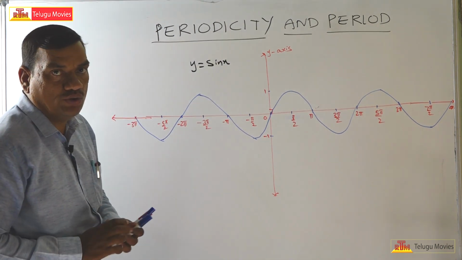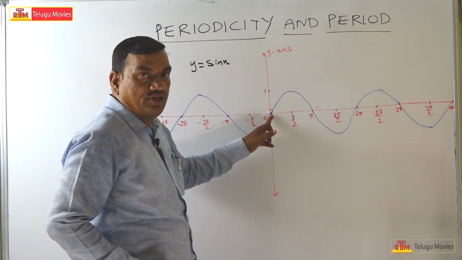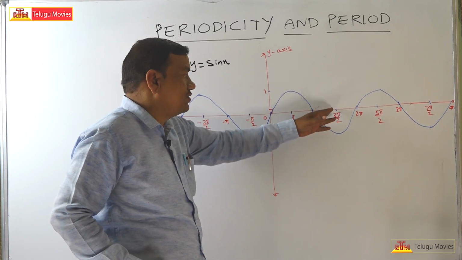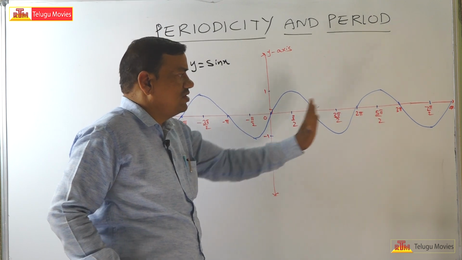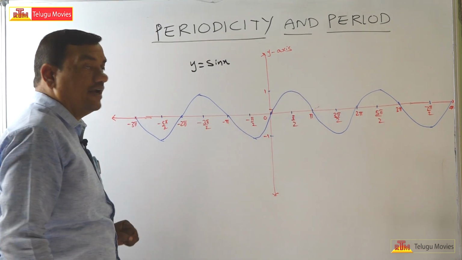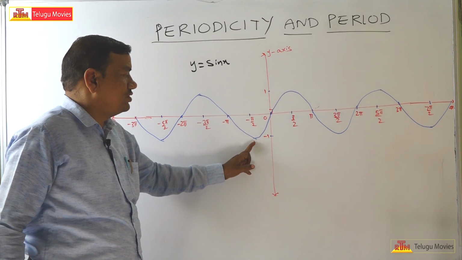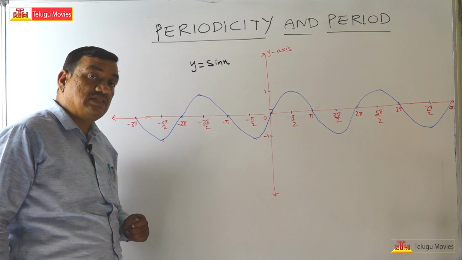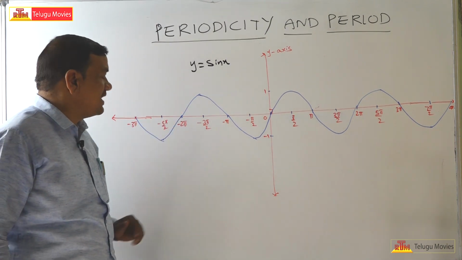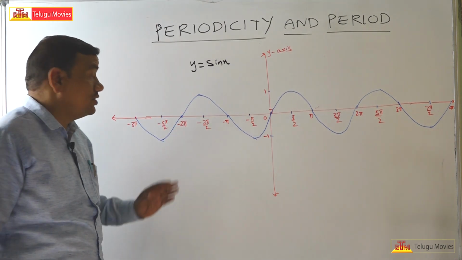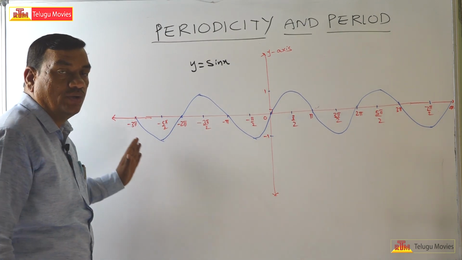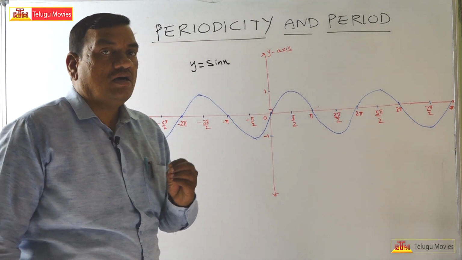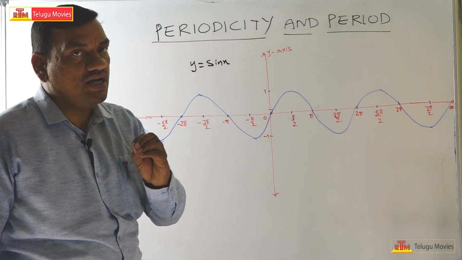As it is a y is equal to sin x graph, sin 0 is equal to 0, sin pi by 2 is equal to 1, sin pi is equal to 0, sin 3 pi by 2 is equal to -1. It goes on. Coming to the negative direction, sin minus pi by 2 is equal to -1, sin minus pi is equal to 0, sin minus 3 pi by 2 is equal to +1, sin minus 2 pi is equal to 0. It goes on. So everybody knows that this is the graph of a sine function.